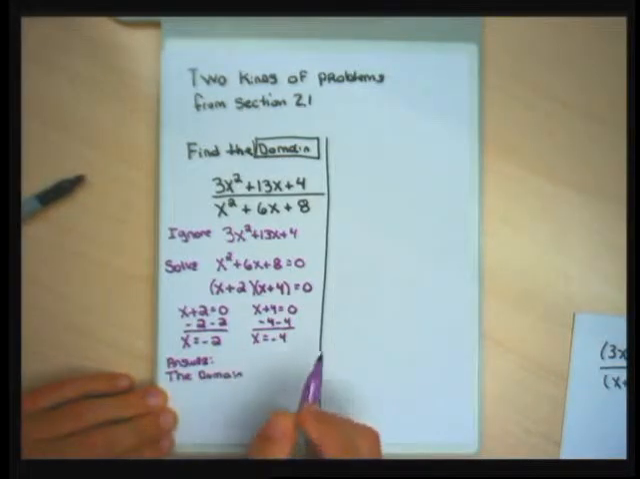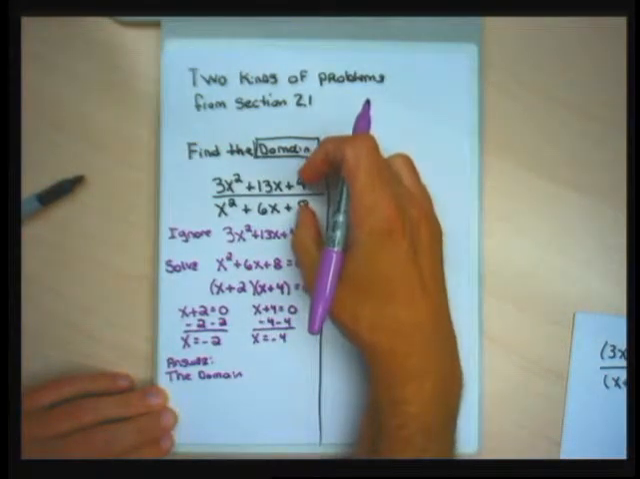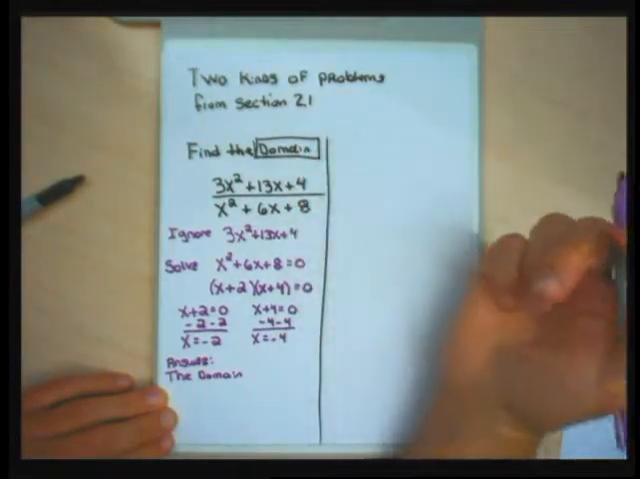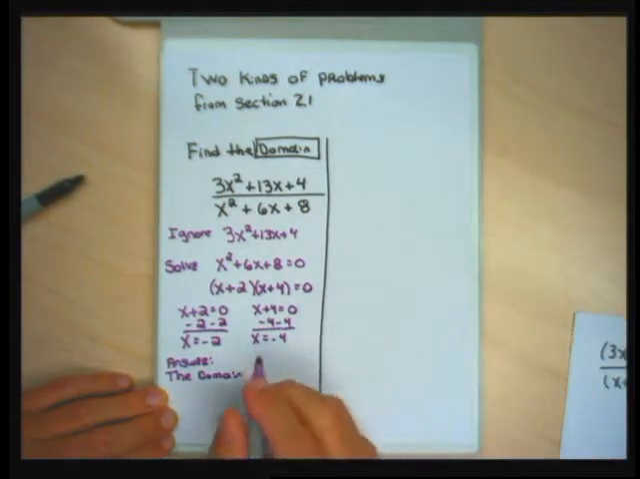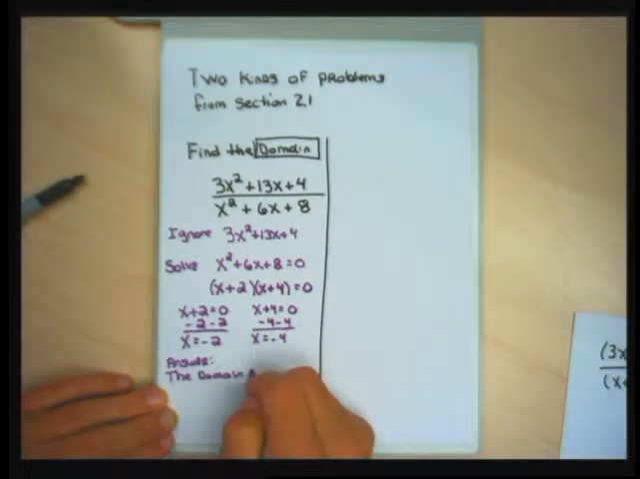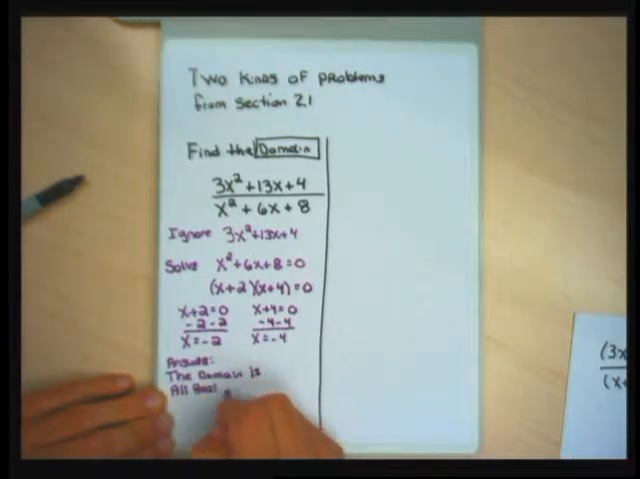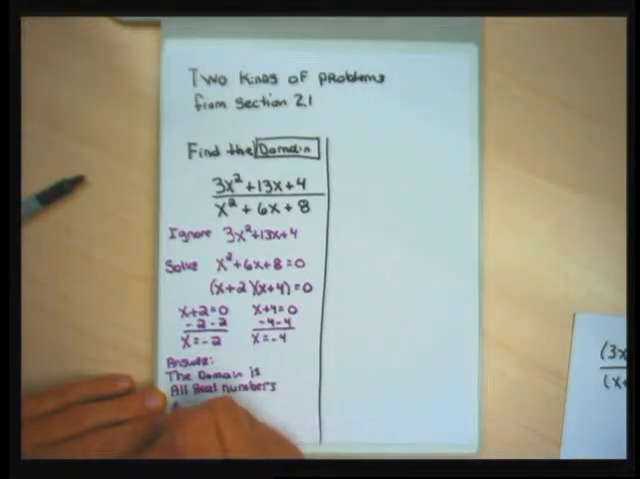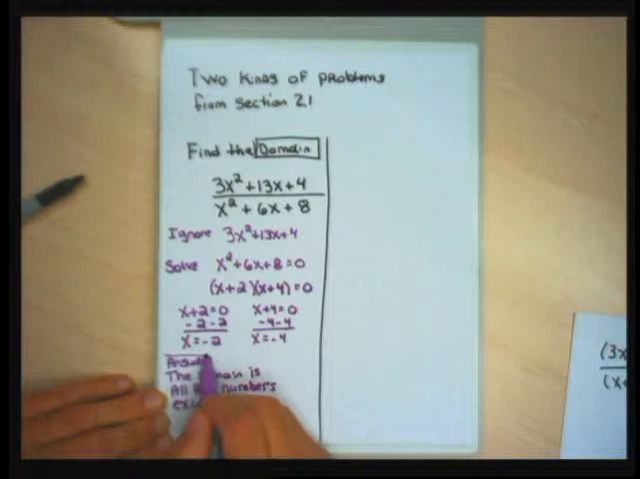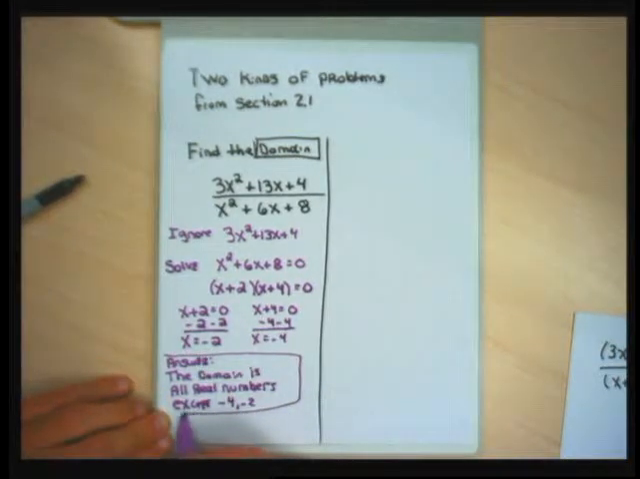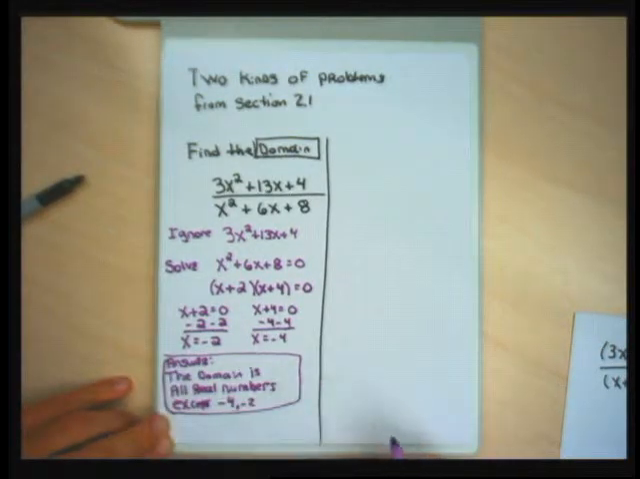I'm going to be lazy. I could say the domain of 3x squared plus 13x plus 4 over x squared plus 6x plus 8 is, but I'm going to skip that part and just do a minimal answer: all real numbers except -4, -2. This would be completely perfect for an answer to this question, because I didn't ask for interval notation.